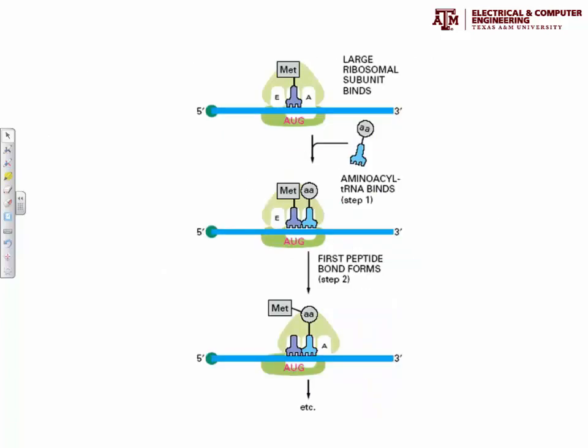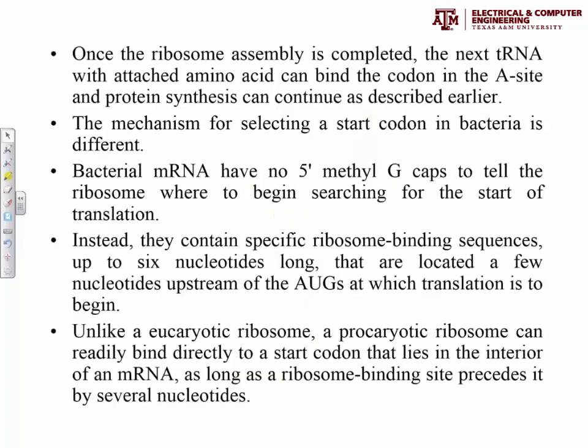Right, and this is explained in all these pictures. And then the protein synthesis steps are exactly the same as before. The elongation steps will continue. Now, once the ribosome assembly is completed, the next tRNA with attached amino acid can bind the codon in the A site, and protein synthesis can continue as described earlier.